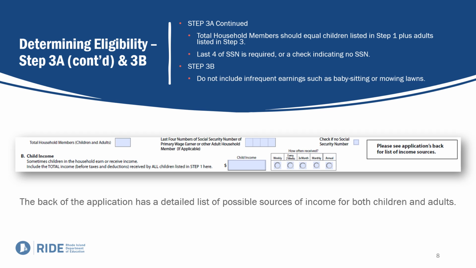In Step 3B, applicants should indicate if there is any child income in the household. Please note that this is meant to capture the income of a child with a regular income, and they should not include infrequent sources of income, such as babysitting or occasional lawn mowing. The back of the application has a detailed list of possible sources of child income, as well as adult income.